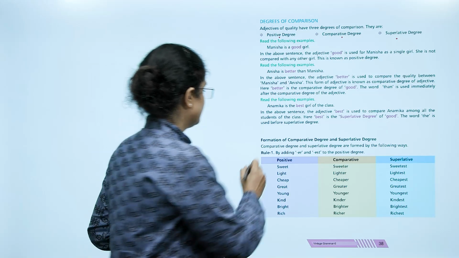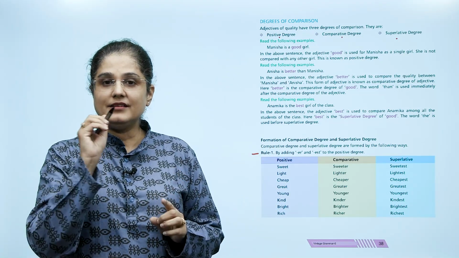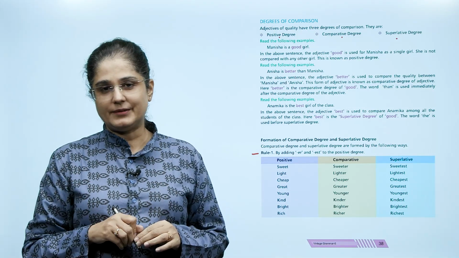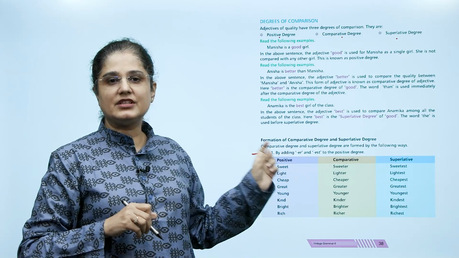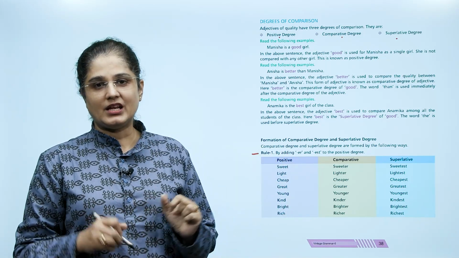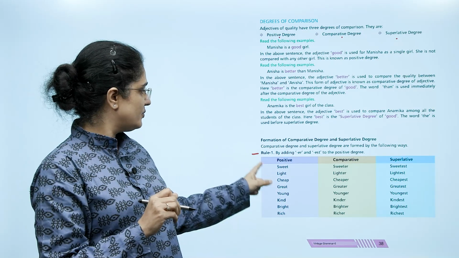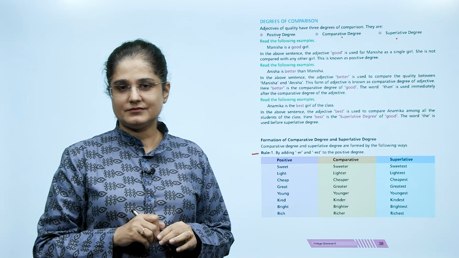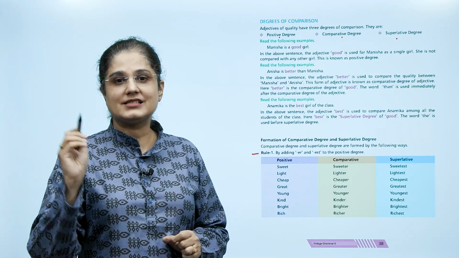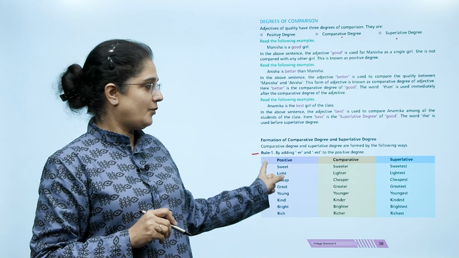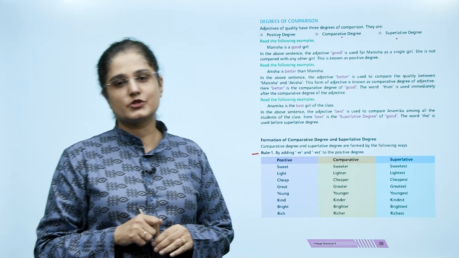The first rule is by adding ER and EST to the positive degree. Now, if we look at these examples, for positive degree we have this adjective sweet. Now, how do we turn it into comparative? By adding ER. So, sweet becomes sweeter. And how do we change it into the superlative? By adding EST. So, sweet, positive, sweeter, comparative and sweetest is the superlative.